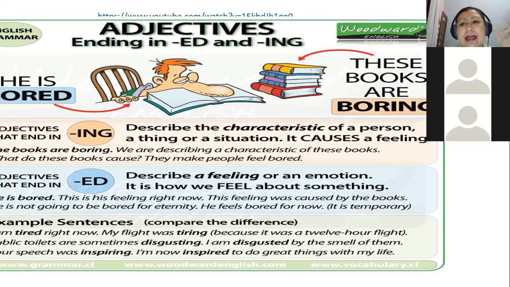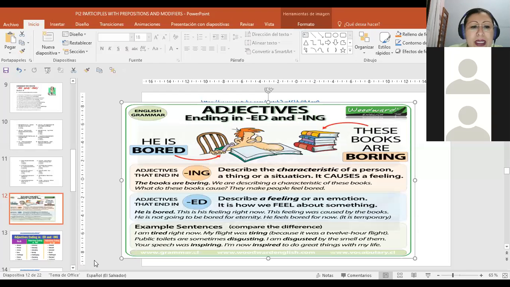Entonces, precisamente por eso me pidieron que reforzara esta clase porque puede ser un poquito confusa, ¿sí? Entonces, lo vamos a ver como adjetivo, ¿ok? Porque, por ejemplo, aquí dice, yo estoy cansada ahora. Mi vuelo fue cansado. No dice cansando, sino cansado. Estamos hablando de cómo estoy calificando el vuelo. ¿Cómo fue el vuelo? Cansado. Los baños públicos algunas veces son desagradables. I am disgusted by the smell of them. Desagradables. Entonces, estoy utilizando disgusting para describir.